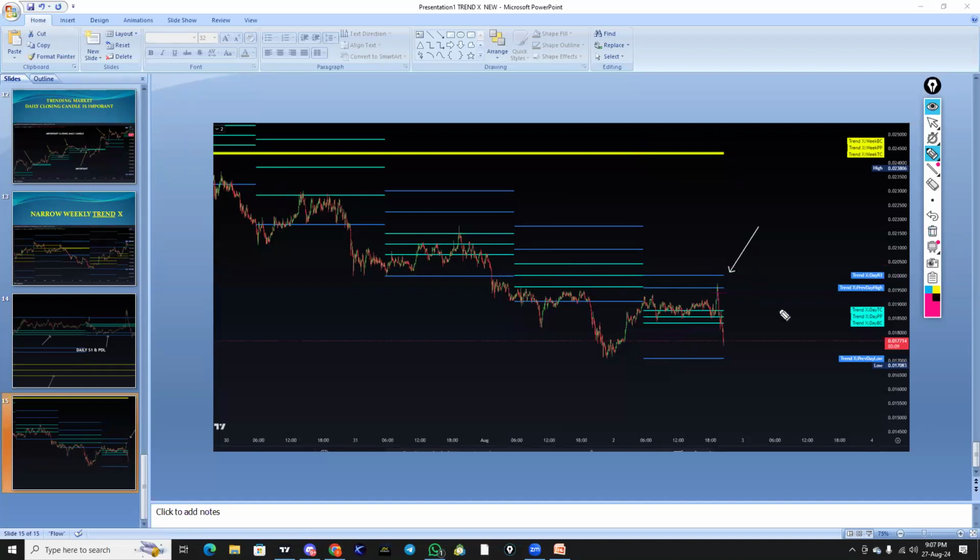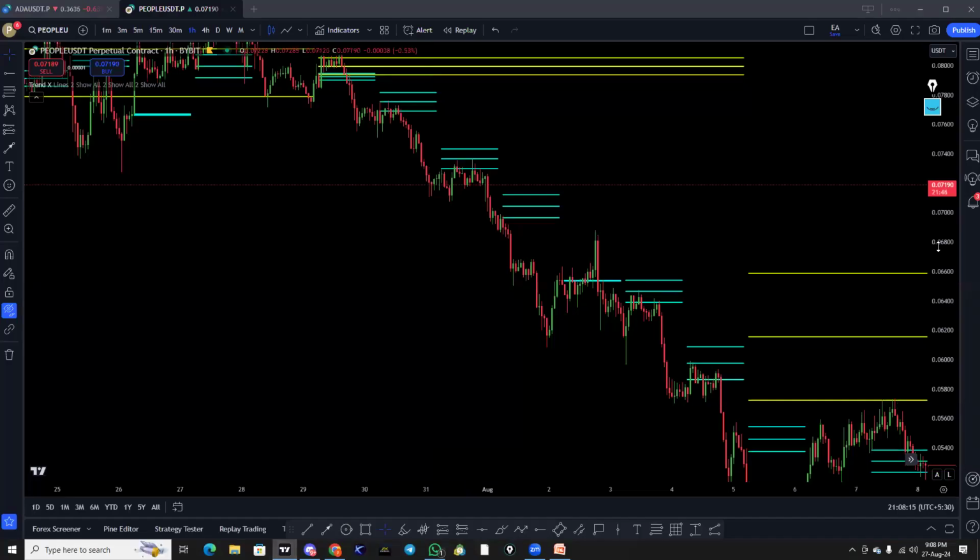Our first target will always be the daily trend X. The second target will be the daily S1 or previous day low. Right? So this is how the weekly trend X and daily trend X work. When you combine them together, you will get very good results.